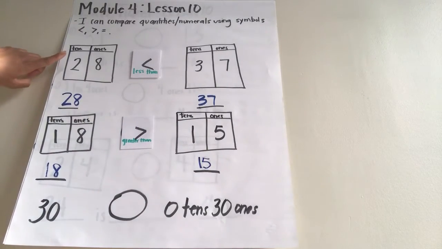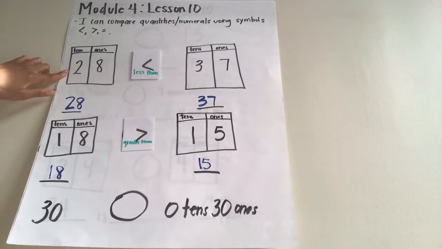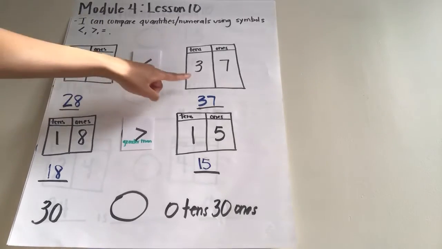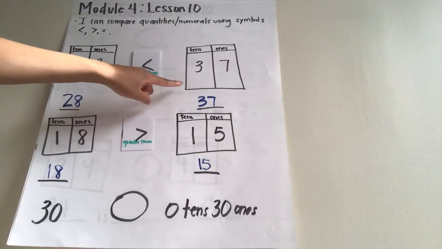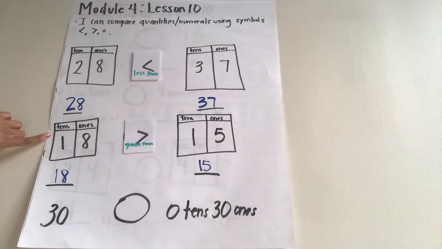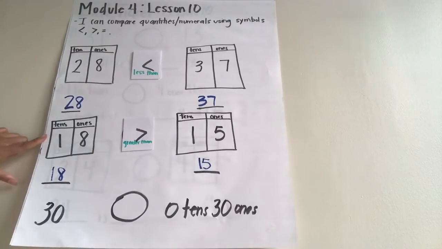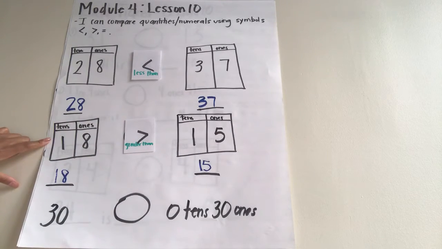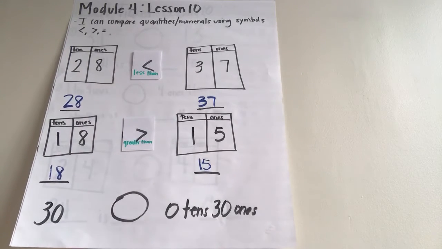Now comparing example 1 and example 2. In example 1, my greater number is on the right. So when we use the less than symbol, the greater number is on the right. In example 2, the greater number is on the left. So whenever you use the greater than symbol, the greater number must be on your left. Now down to example 3.